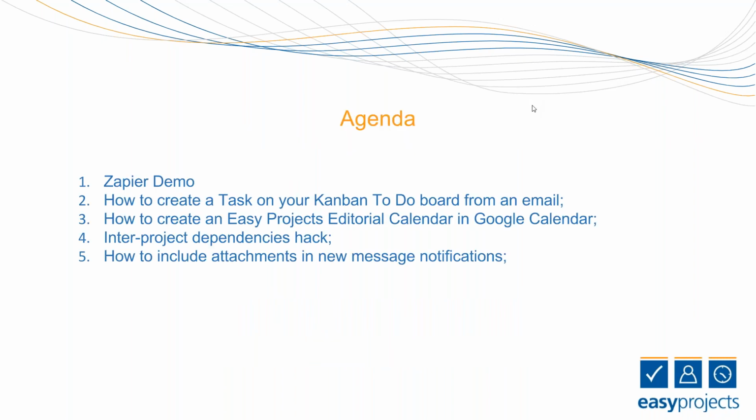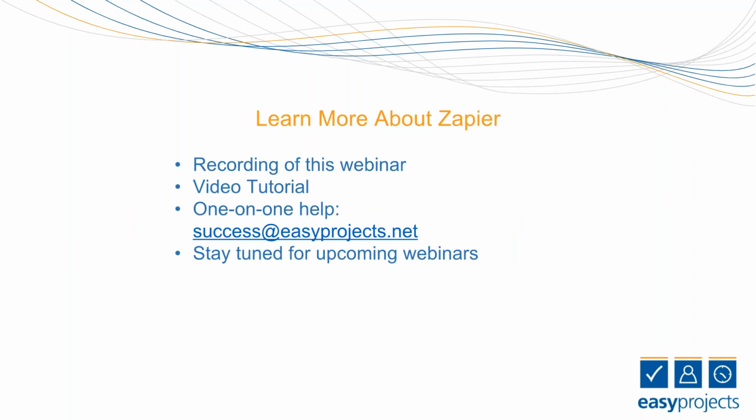So just a quick agenda, just to keep everybody informed in what we're going to cover. I'm going to give a quick Zapier demo. Zapier is a great online tool that I'll speak to in just a moment. It's a really easy tool to use, and we're definitely falling in love with it here at Easy Projects in terms of it solving problems for us or integrating with other apps. The things that we're going to demonstrate today are how to create a task on your Kanban board from an email. So let's say you're going through your email in the morning and you identify a task that you want to follow up with later, but you don't want to deal with it now. We'll show you how to add it to your Kanban board so that you can deal with it later.